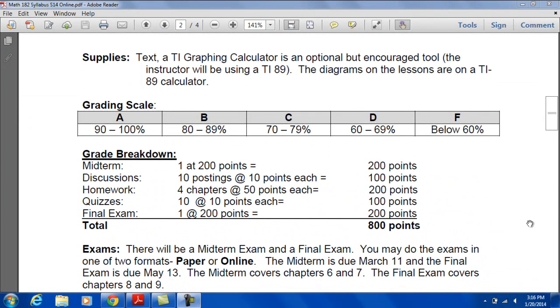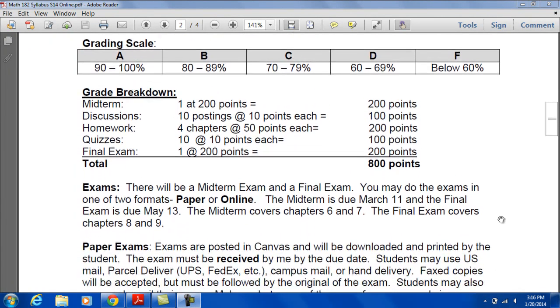So for the class, you need a textbook, either physical or online. A graphing calculator is optional, but it is encouraged. I like to use the TI-89 myself. Sometimes you use the TI-Inspire. Okay, grading scale. You have your A, B, C, D, F, pretty standard there.